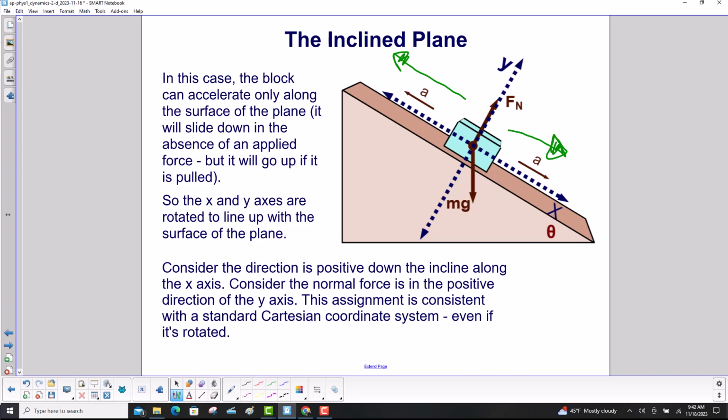Consider the direction as positive down the incline along the x-axis. Consider the normal force is also in a positive direction, but this time along the y-axis. This assignment is consistent with a standard Cartesian coordinate system, even if it is rotated.